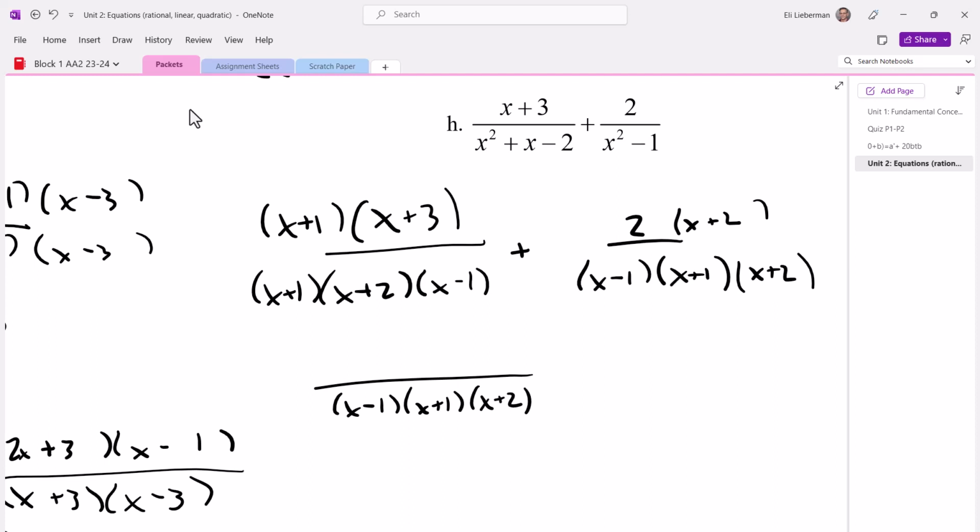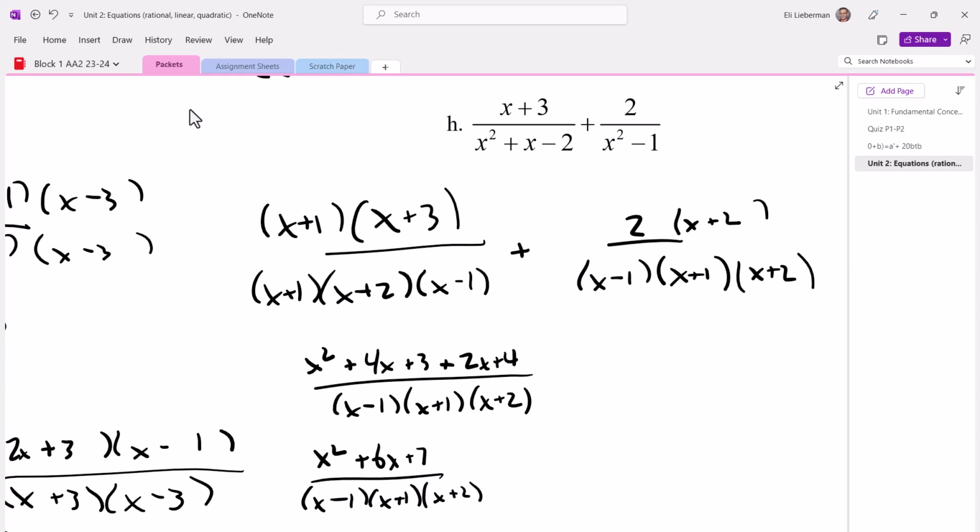There's no danger here. I'm going to say x squared plus 4x. Are you comfortable with going directly to that 4x? Or you could do 3x plus x if you want. Plus 3 plus 2x plus 4. X squared plus 6x plus 7. Not factorable. But we can write the restrictions. X can't equal plus or minus 1 or negative 2. That's it.